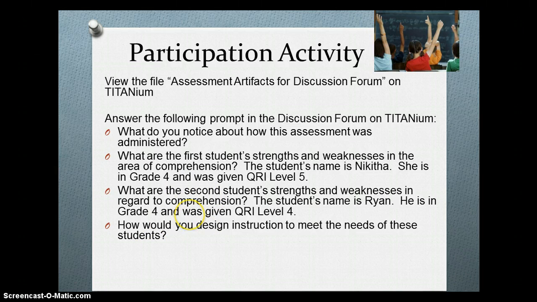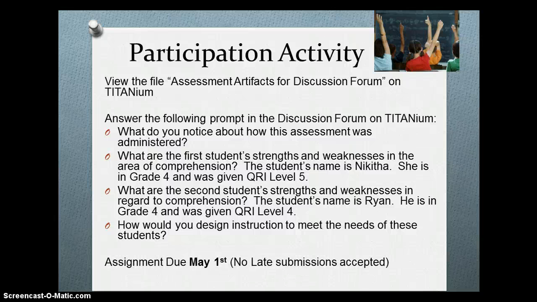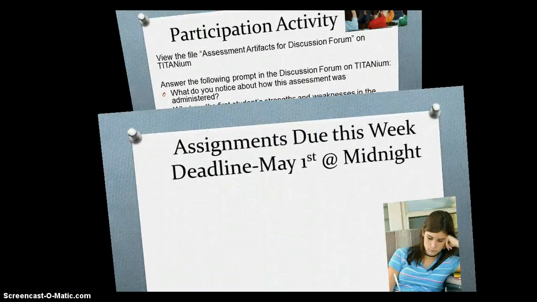Next, I'd like you to look at the second student's strengths and weaknesses in regard to comprehension. His name is Ryan. He's also in 4th grade, and he was given QRI level 4. Lastly, think about how you would design instruction to meet the needs of these students. I would like you to dig a little deeper than analyzing the number of implicit versus explicit questions, because that's already pretty straightforward and on the assessment for you. But actually think a little bit more about the question type and what the question is requiring this student to do. And this is due May 1st, no late submissions with participation activities.